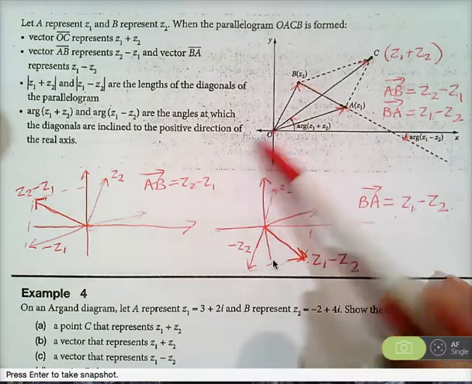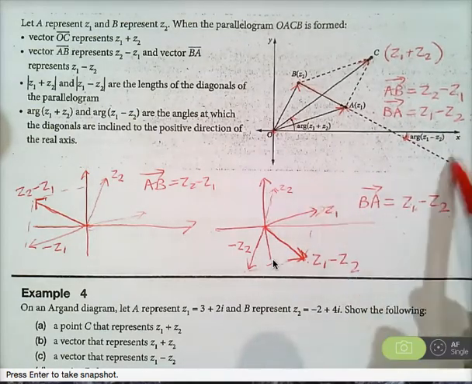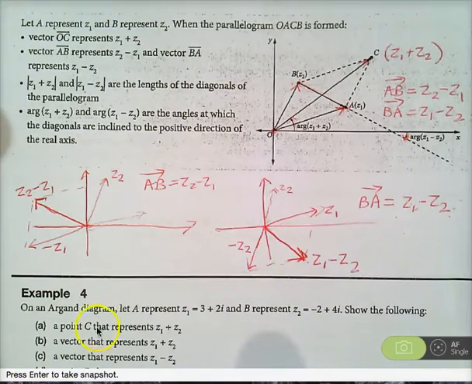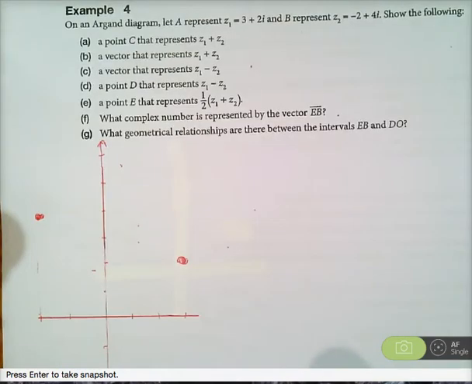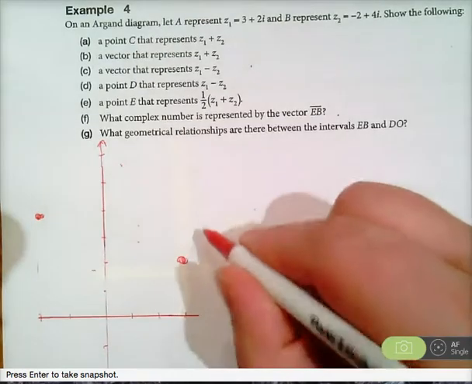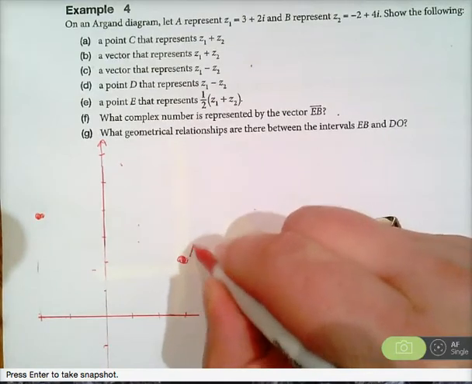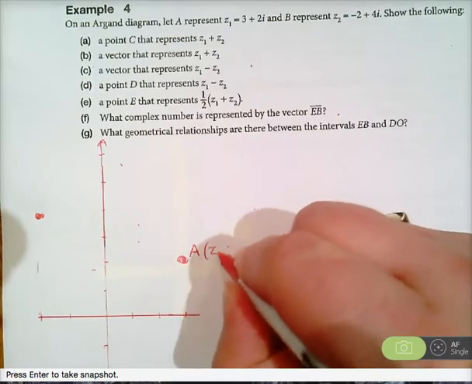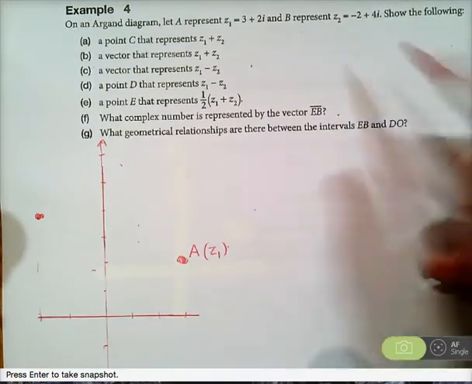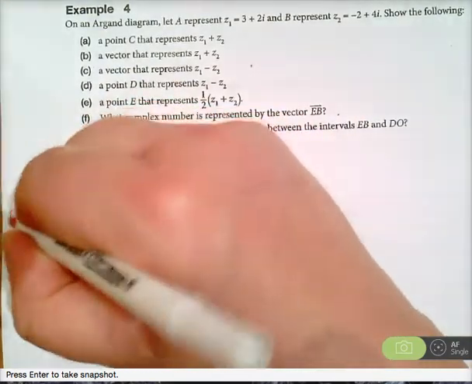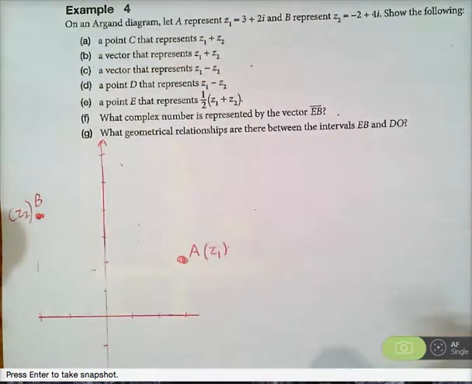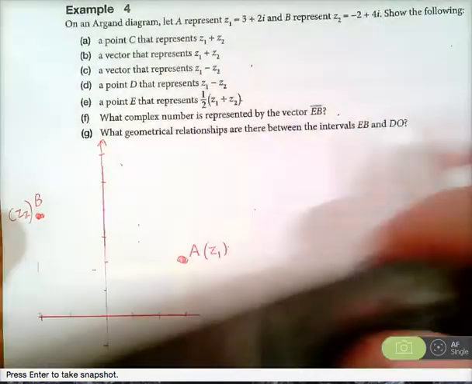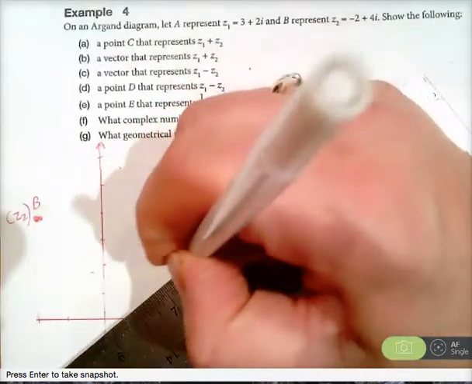Example 4, it says on an Argand diagram, let A represent Z1, which is 3 plus 2i, so A represents Z1, and B represents Z2, which is negative 2 plus 4i, okay? So I've just drawn them in approximate positions. So I'm going to draw OA here, and I'm going to draw OB here.